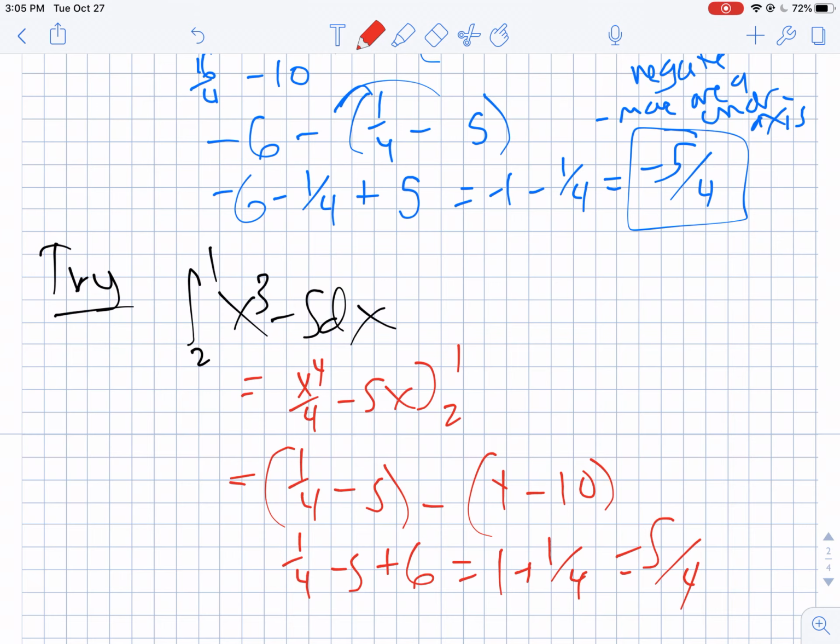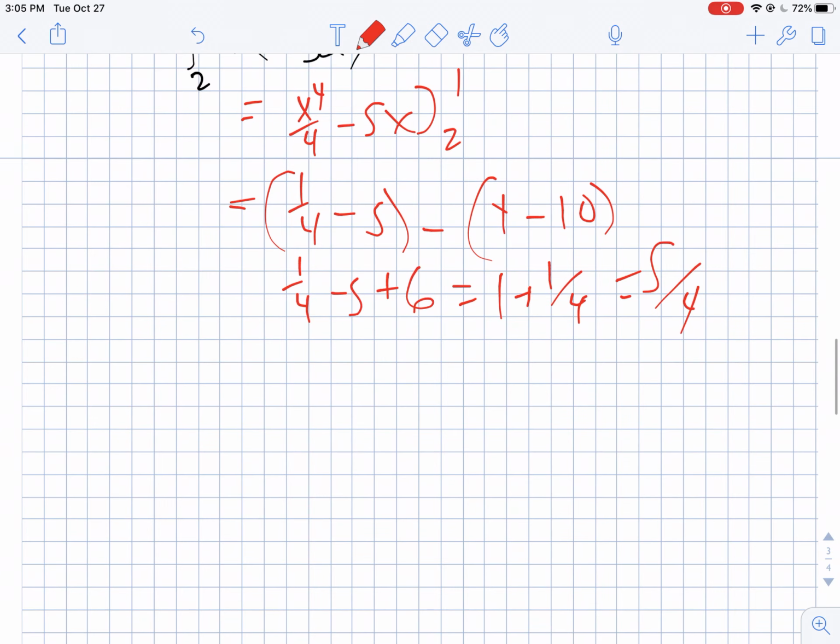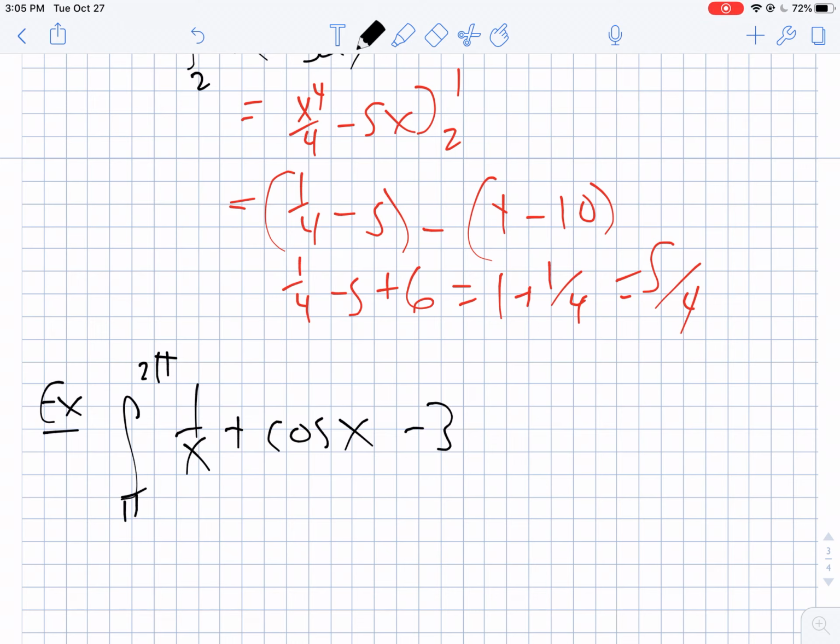Nice. All right. Let's look at one more with a couple different parts and one that's going to be a little more complex. So let's say we have to find the integral from pi to 2 pi of 1 over x plus cosine of x minus 3. Again, I would suggest go ahead and hit the pause button right now. Try this on your own for a minute and write your answer out.